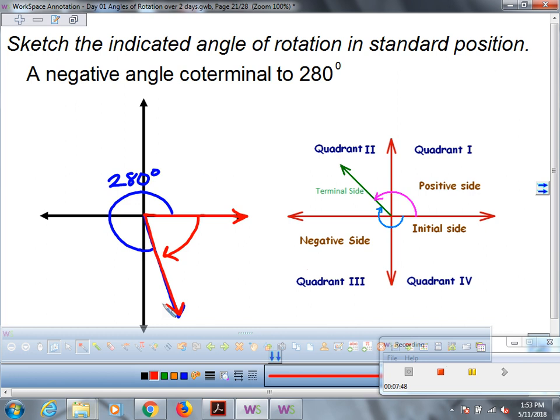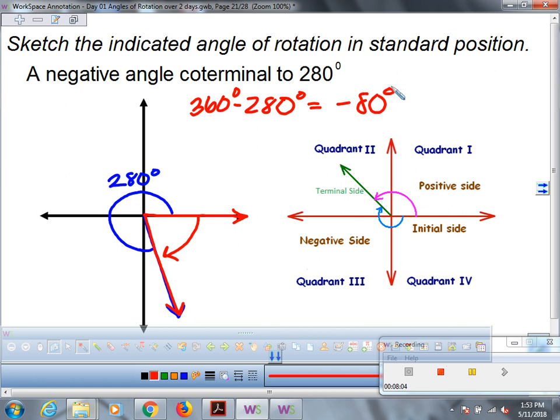So it's just 360 minus 280. You could look at it that way. 360 minus 280 equals what? It would be a negative 80-degree angle.